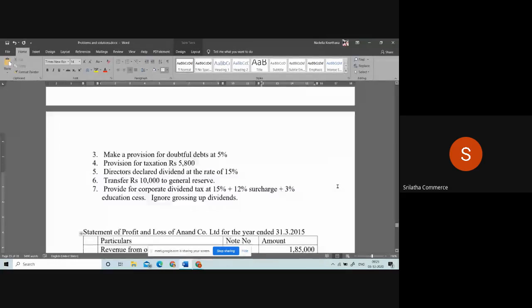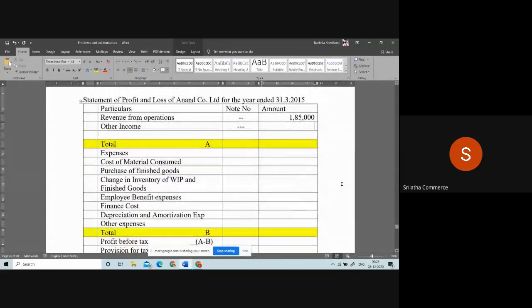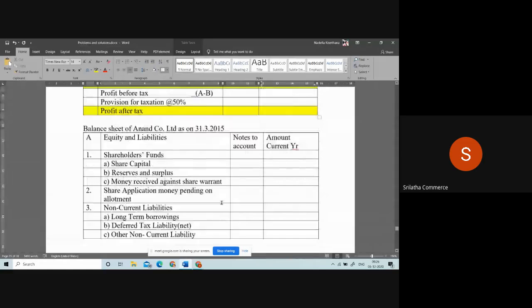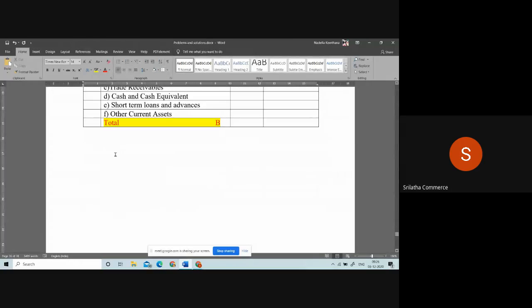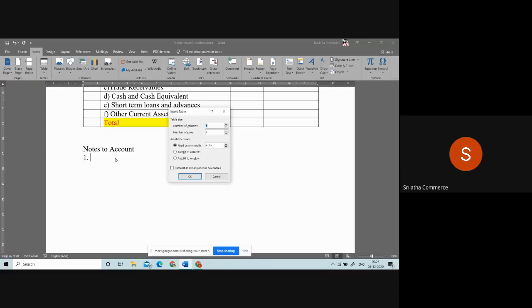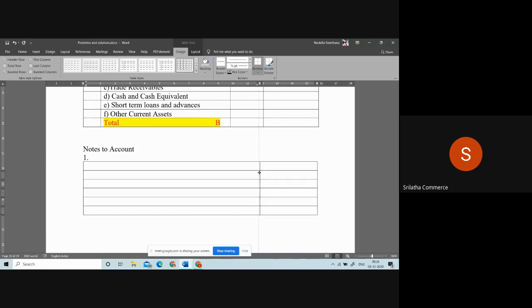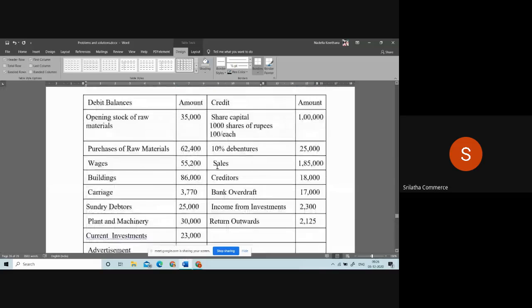We'll do one thing. We'll go in sequence only, so that you will not find it difficult. Prepare notes to account. Tell me, what all we have to prepare in P&L? I'll put the format. Insert table, 2 columns enough. Now we'll see the problem and find out how many notes to account we have to prepare.